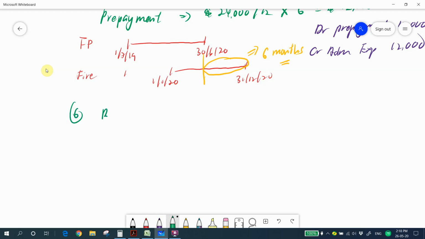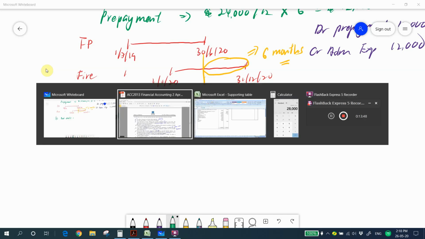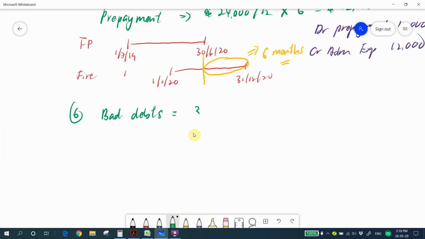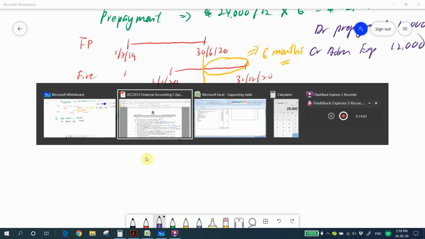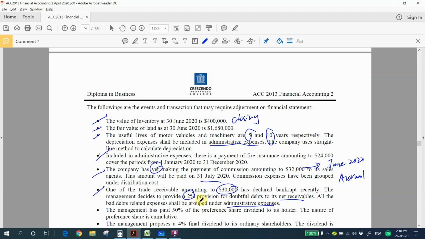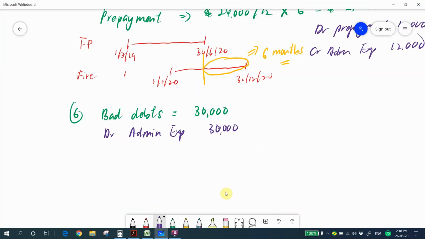So first we recognize the bad debts. What is the bad debts amount? The bad debts amount is 30,000. So the double entry for this bad debts is we debit administrative expenses. Why do we debit the administrative expenses? Because it says that all the bad debts and related expenses shall be grouped under administrative expenses. And then we credit our trade receivables, because the trade receivables value has been decreased by 30,000.